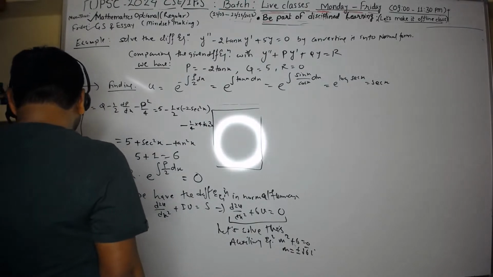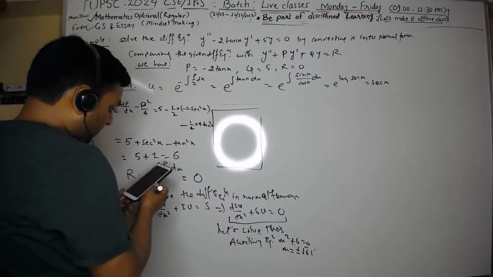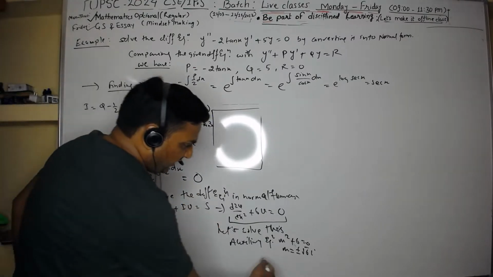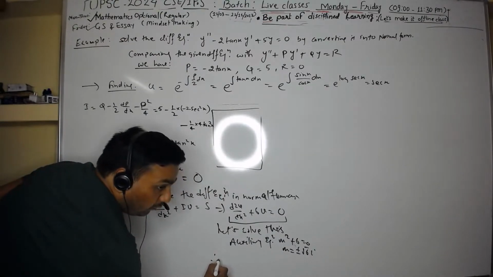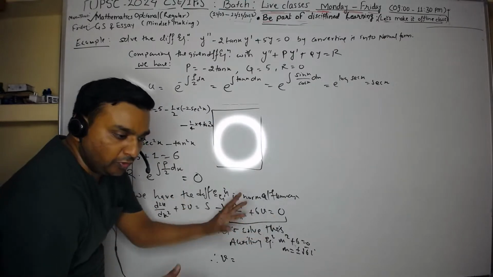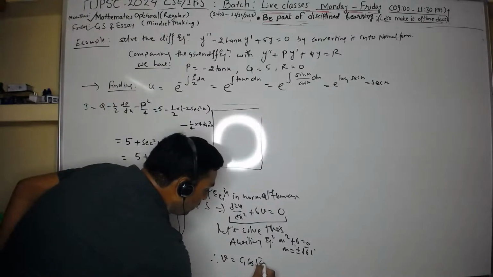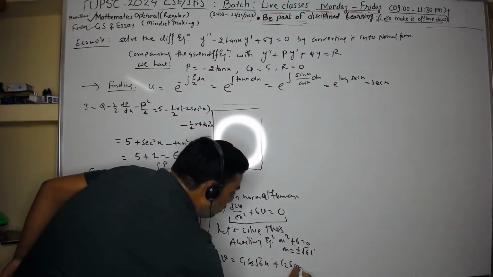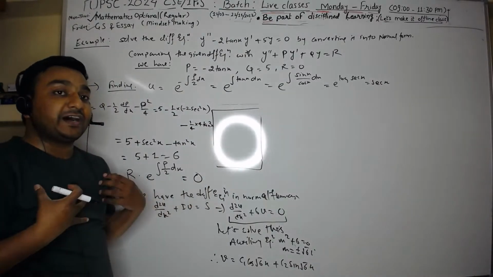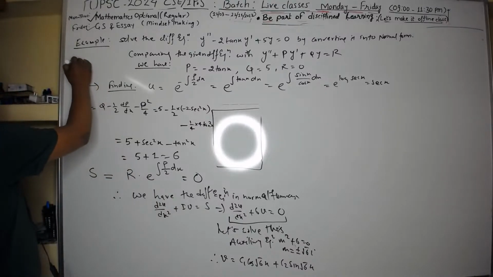Similar. How is such an ugly numerical coming? What is that? 6, fair, no issue. Okay, so what is the CF? V will be, because RHS is 0, so PI is 0. What will be V? C1 cos root 6x plus C2 sin root 6x. But V was not our variable. V we had borrowed.